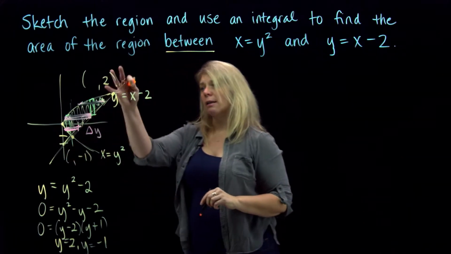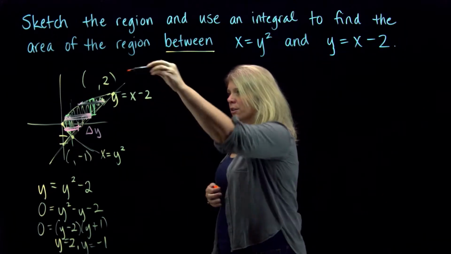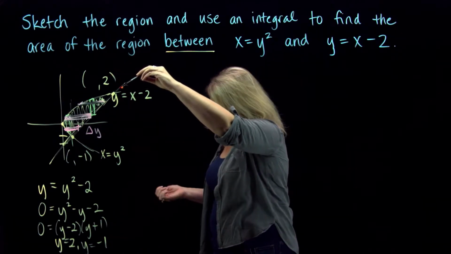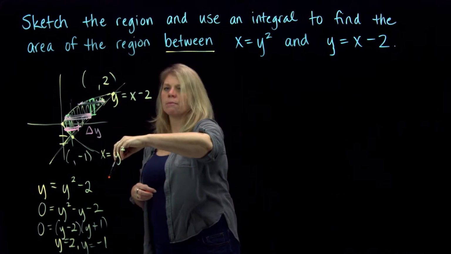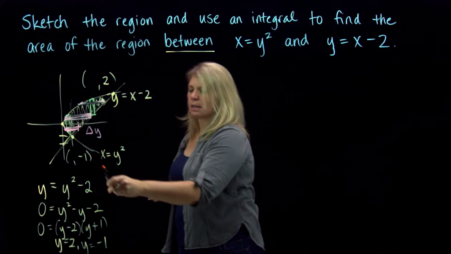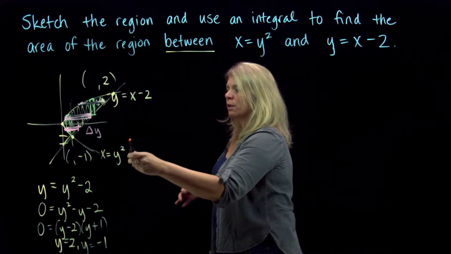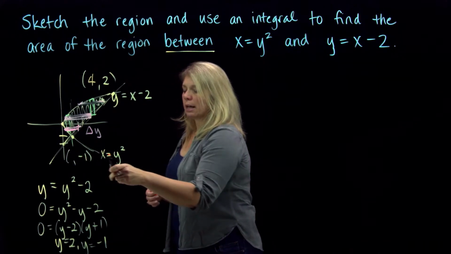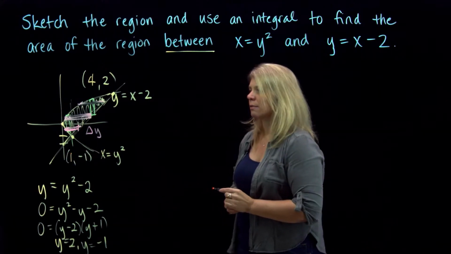I may or may not need the x coordinates depending on which way I choose to do the problem. It's not hard to find those x coordinates, just putting your y coordinates into the function equations here. So I'm going to put them into this x equals y squared equation. When I have y equals 2, squared, my x coordinate is 4. And when I have y equals -1, -1 squared is 1. So those are the intersection points of my curves.